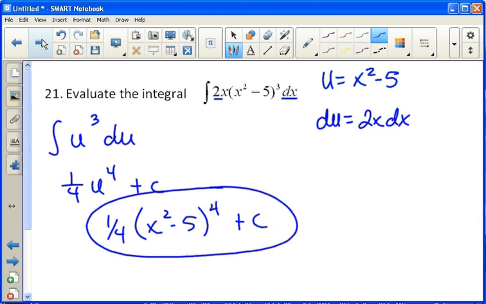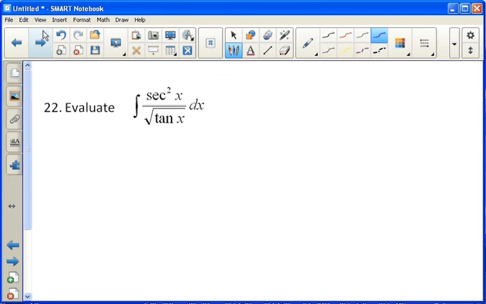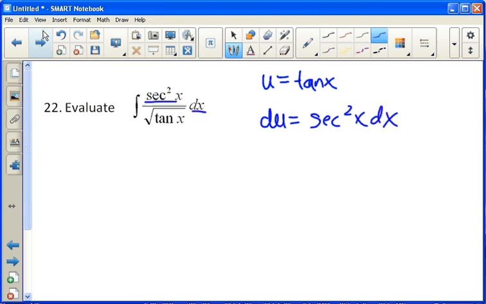22. Another u sub problem. U is equal to tangent x. It's inside of a radical and it's in the denominator. Two reasons to pick it. Another is the derivative is secant squared, which is a perfect match for the top part. So your du goes on top because that's where secant squared is. Your u goes inside the square root.